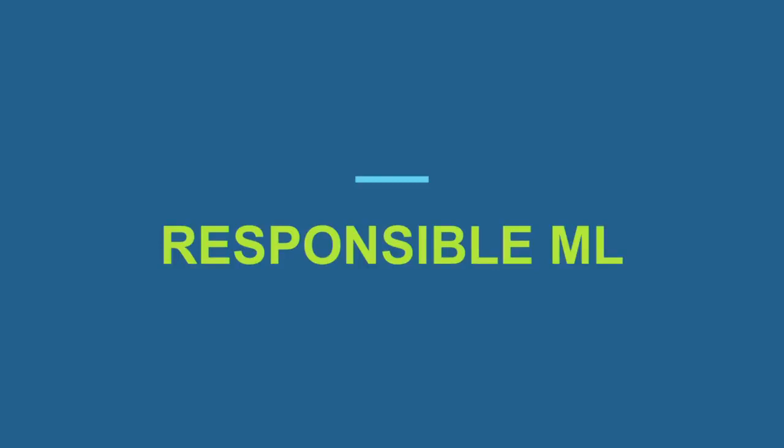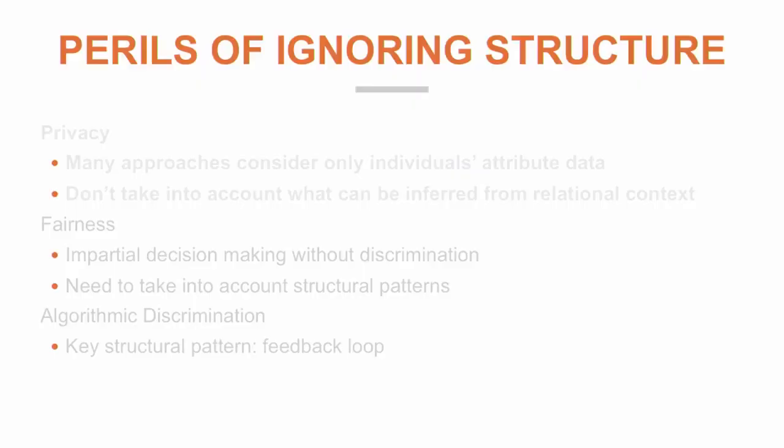So the last thing that I want to touch on is actually a quite different interpretation of structure. And this goes into the area of responsible machine learning and connecting to, there was yesterday's talk on bias, there were tutorials on fairness. But it's the perils of ignoring structure, the perils of ignoring structure in your domain.